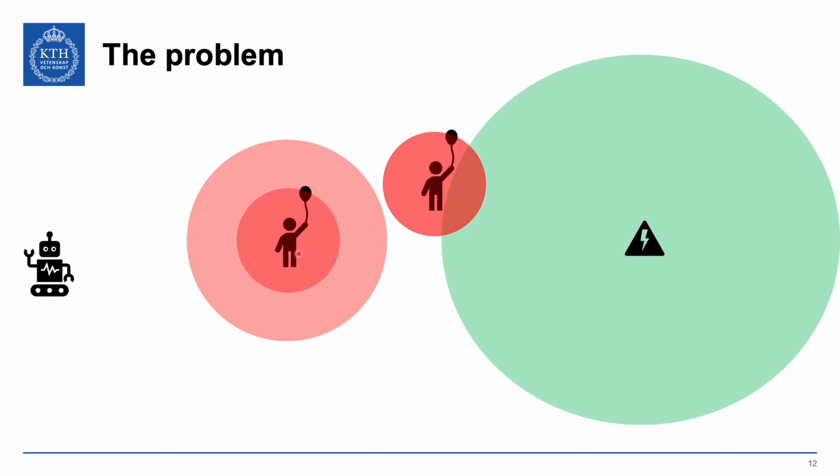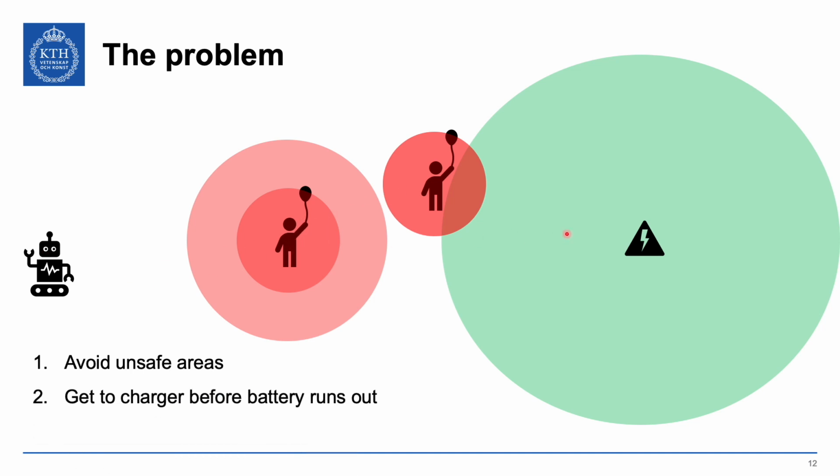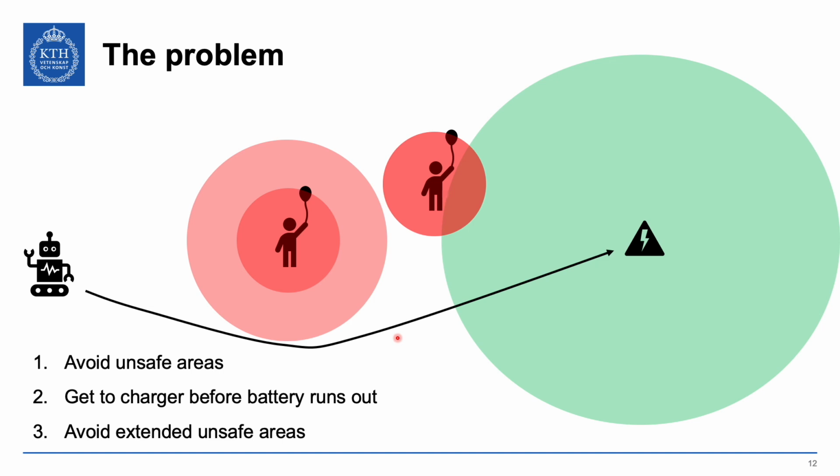So maybe this is a younger child, I don't know, or maybe this one is sitting and reading and this one is running around, so you would like some extra margin over here. You want to avoid the unsafe area. That's your first priority, and that's the deep red areas here. You want to get to the charger before the battery runs out, and if possible, avoid the extended unsafe areas, but not running out of battery is more important than that. So that's your mission. Ideally you want to do it like this, but if you're low on battery, it would be okay to do it like this. At least that wouldn't run out of batteries.